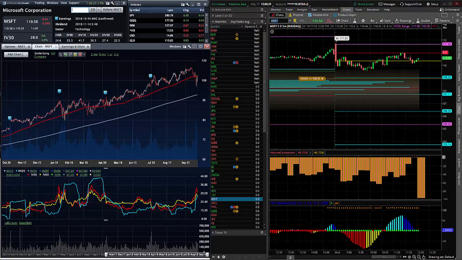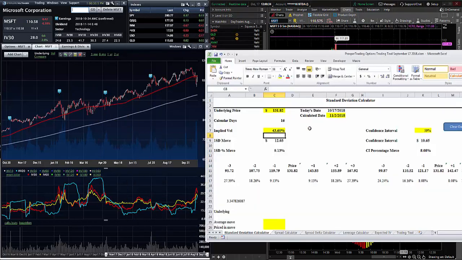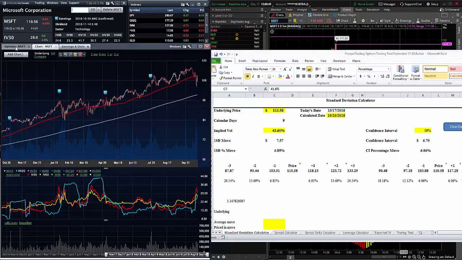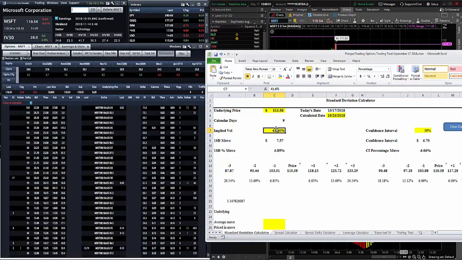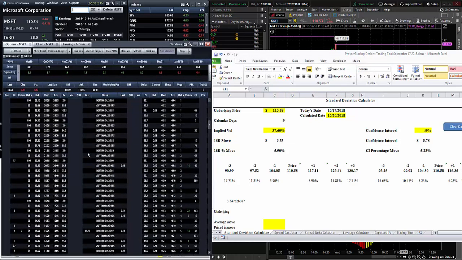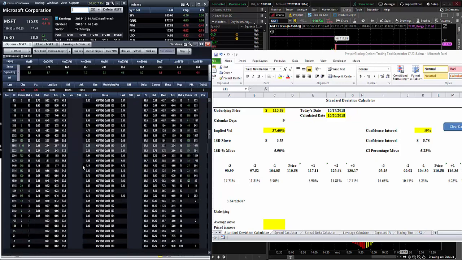But let's see. Let's bring out our trading tool here, and we've got Microsoft trading at 110.58, and we're going to go out to the 26th. Earnings are on the 24th, and for the 26th, implied volatility is 37.6. So we are targeting about the 116-ish line. We are trading at 110. We definitely have room to go here.